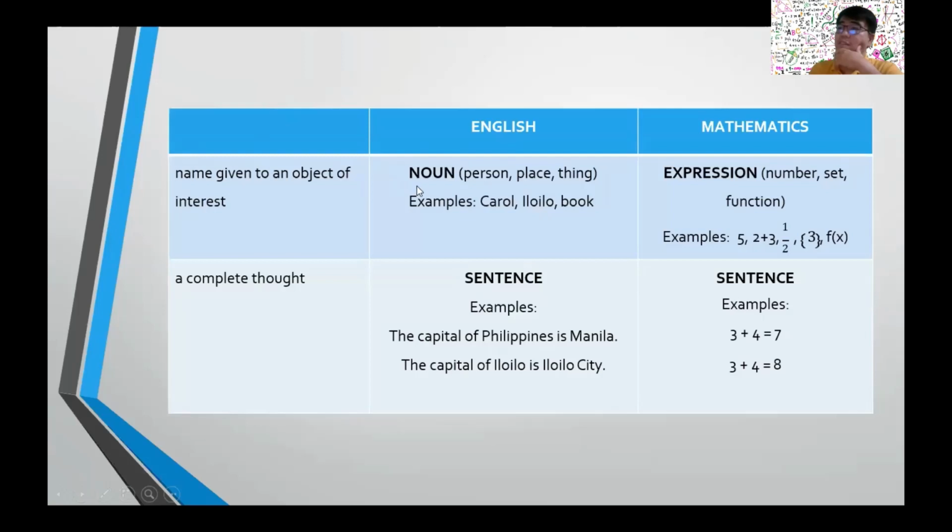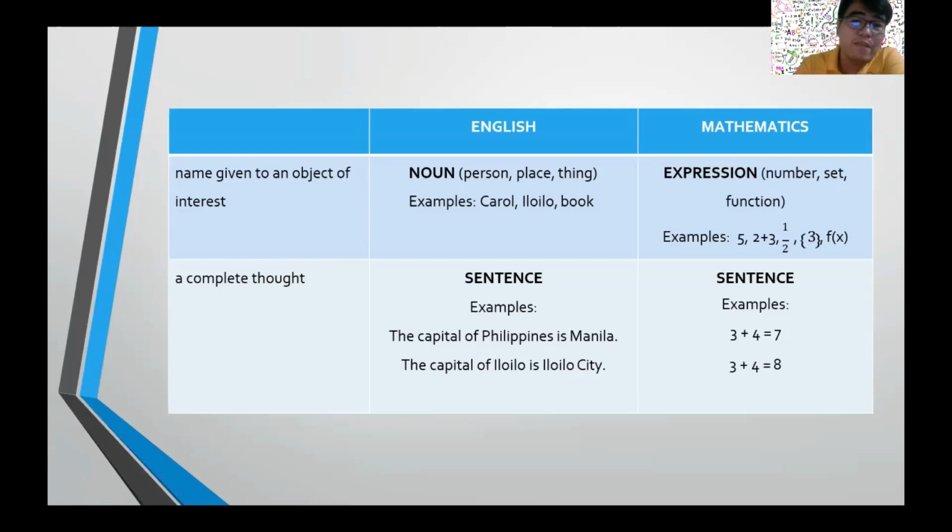For instance, in English, a noun is a person, place, or thing. In math, it's an expression: numbers, sets, and functions. Examples for English are Carol, Iloilo, and book. In math, it's 5, 2 plus 3, 1 half, 3, function of x. A sentence, on the other hand, is a complete thought. Example: the capital of the Philippines is Manila. In math, a complete sentence is 3 plus 4 is 7.